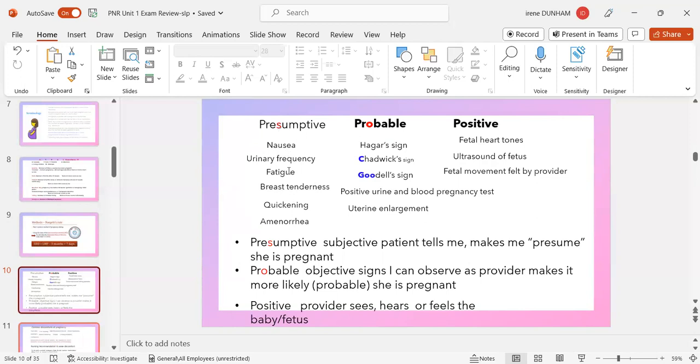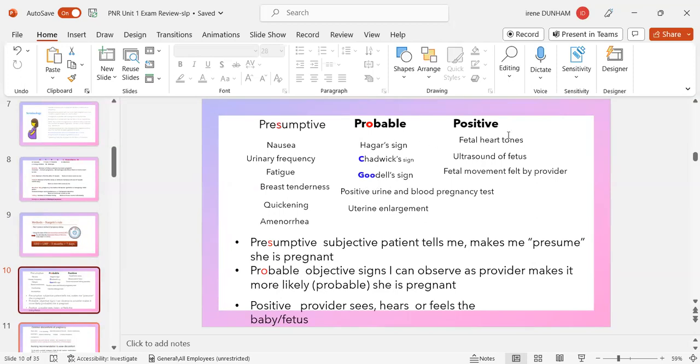Okay. Now, under probable, this is what the examiner finds. Probable means objective signs, which I can observe as a provider, that make it more likely, probable, she's pregnant. So again, I'm the provider, I'm looking at my patient, so what do I have? Objective signs, and that would be your Hegar sign, your Chadwick sign, and your Goodell sign. These are all things the provider can see. And I would definitely know the Chadwick sign.